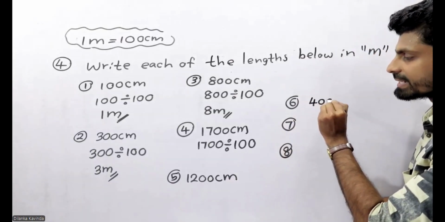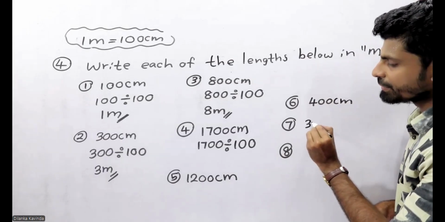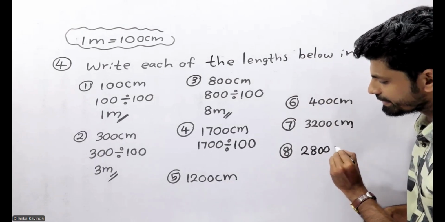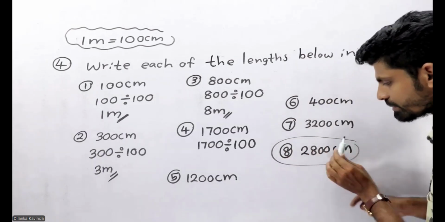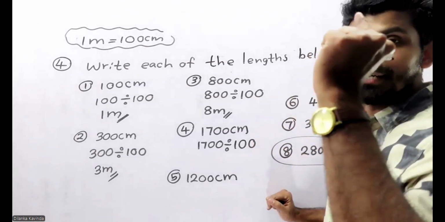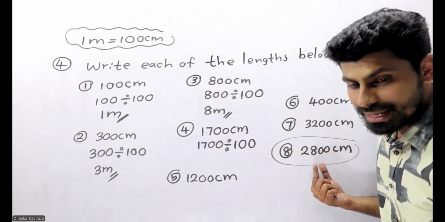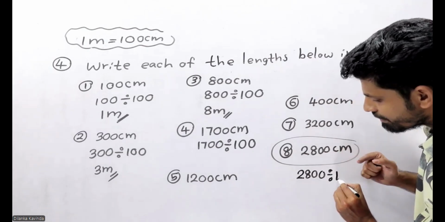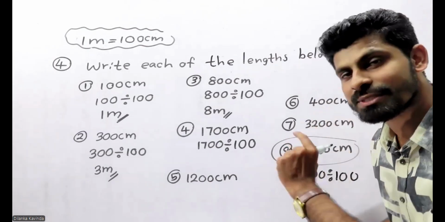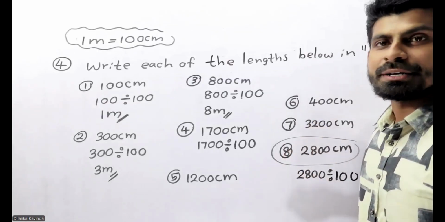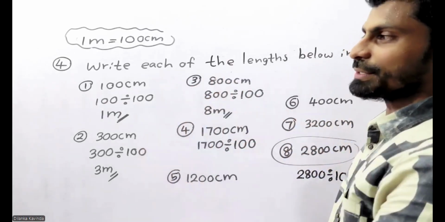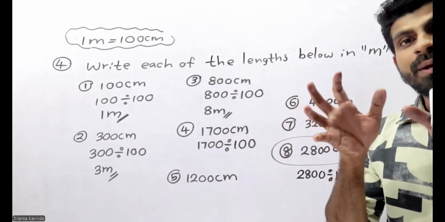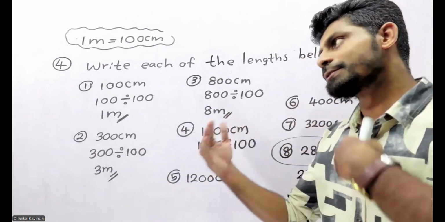So that is the concept. 400 centimeters, 3,200 centimeters, 2,800 centimeters. Look at this one. 2,800 centimeters means, how to convert to meters? You divide by 100. So 2,800 divided by 100, the last 2 zeros cancel out, then you can write down the answer. Okay, right? Quickly do that one. Hurry up. Very easy. Look at the pattern. We can talk about that one later, right?